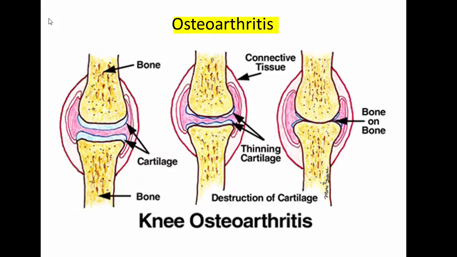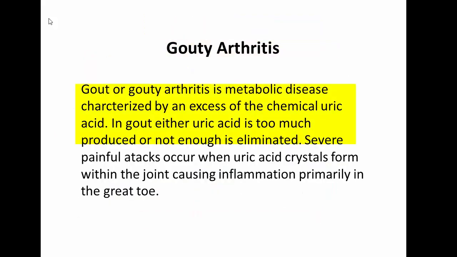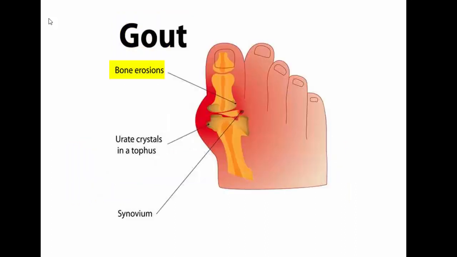Knee osteoarthritis. Gouty arthritis. Gout or gouty arthritis is a metabolic disease characterized by an excess of the chemical uric acid. In gout, either uric acid is too much produced or not enough is eliminated. Severe painful attacks occur when uric acid crystals form within the joint, causing inflammation primarily in the great toe. Bone erosion. Urate crystals in a tophus.